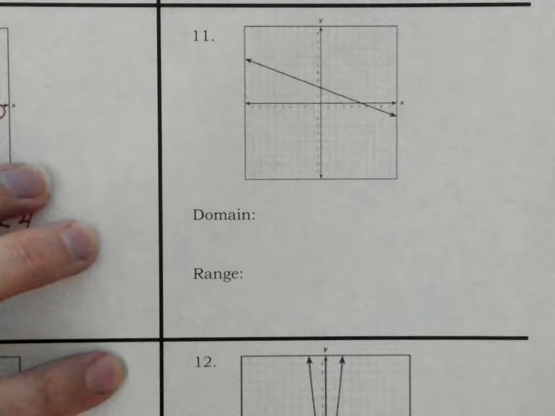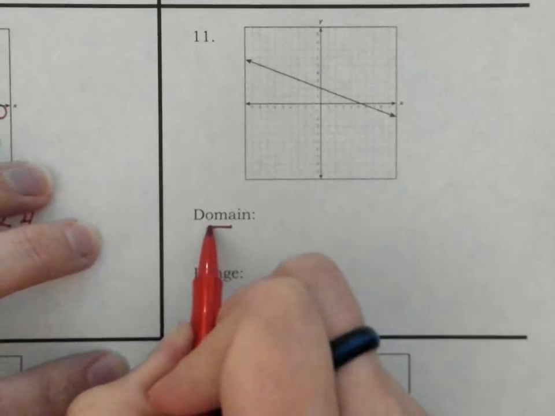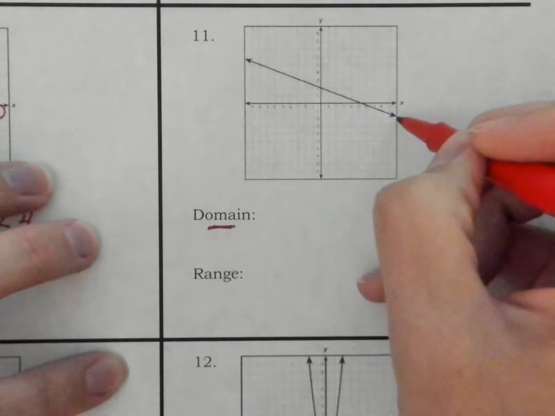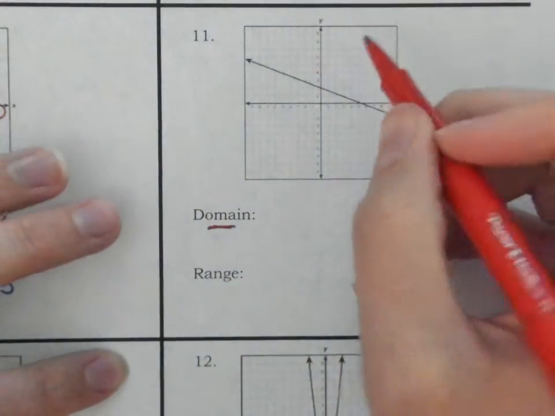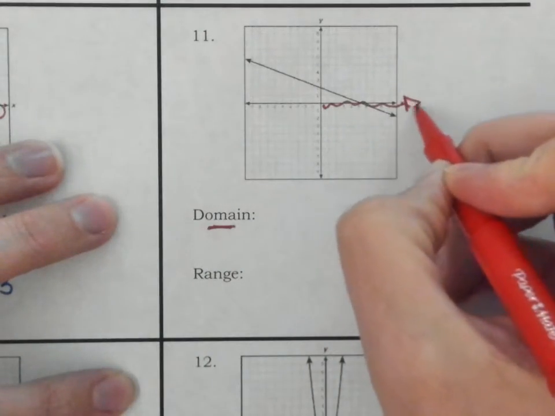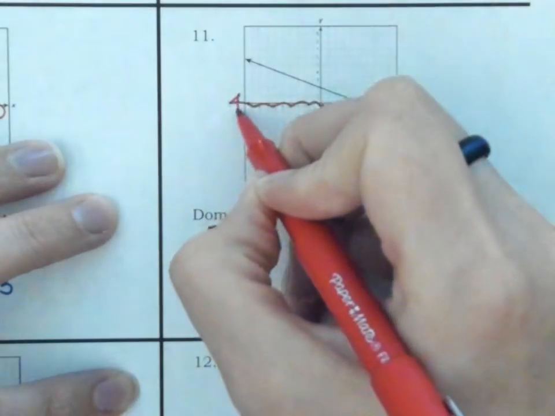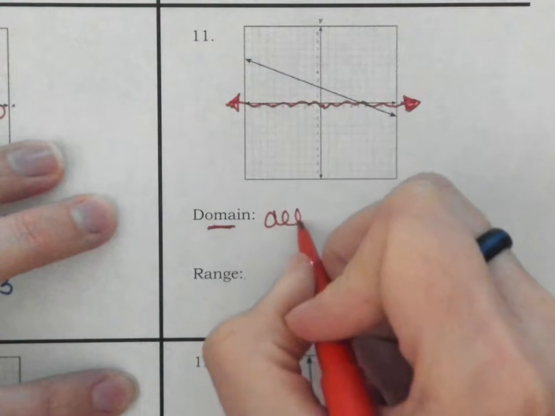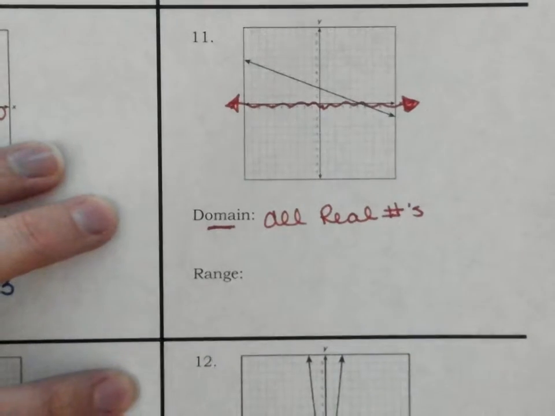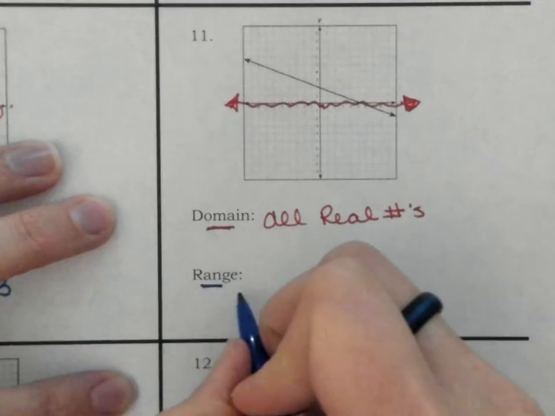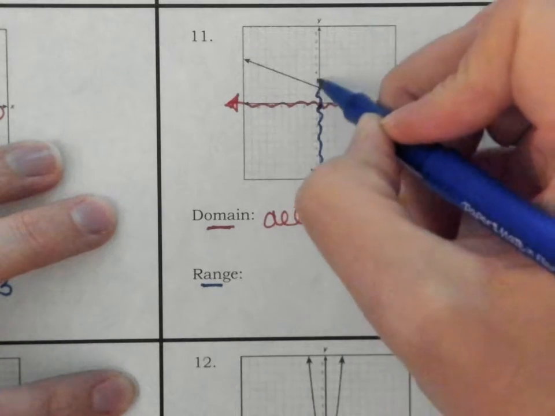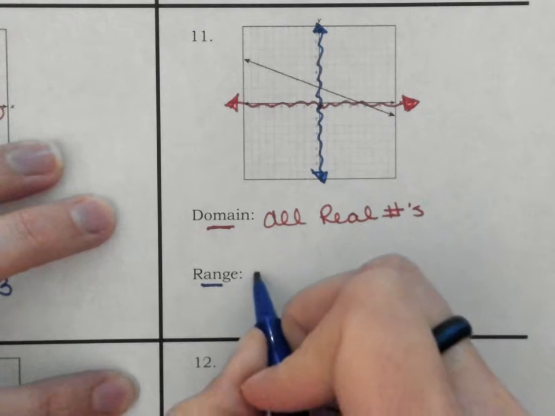Number 11. Let's talk about the domain here. We can't box this in because it also has arrows, and so even though this graph is going down versus the one number 10, which was a positive, it's still going to the right forever and to the left forever, which makes our domain all real numbers. And then we talk about the range, and it is going down forever, and it's going up forever. So just like before, it's all real numbers.